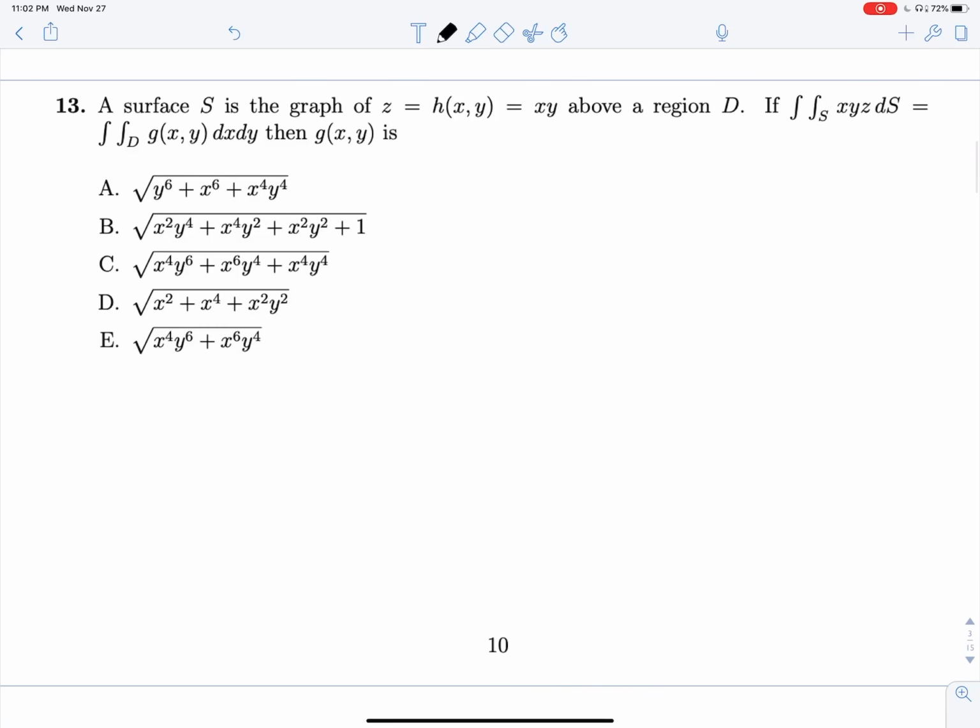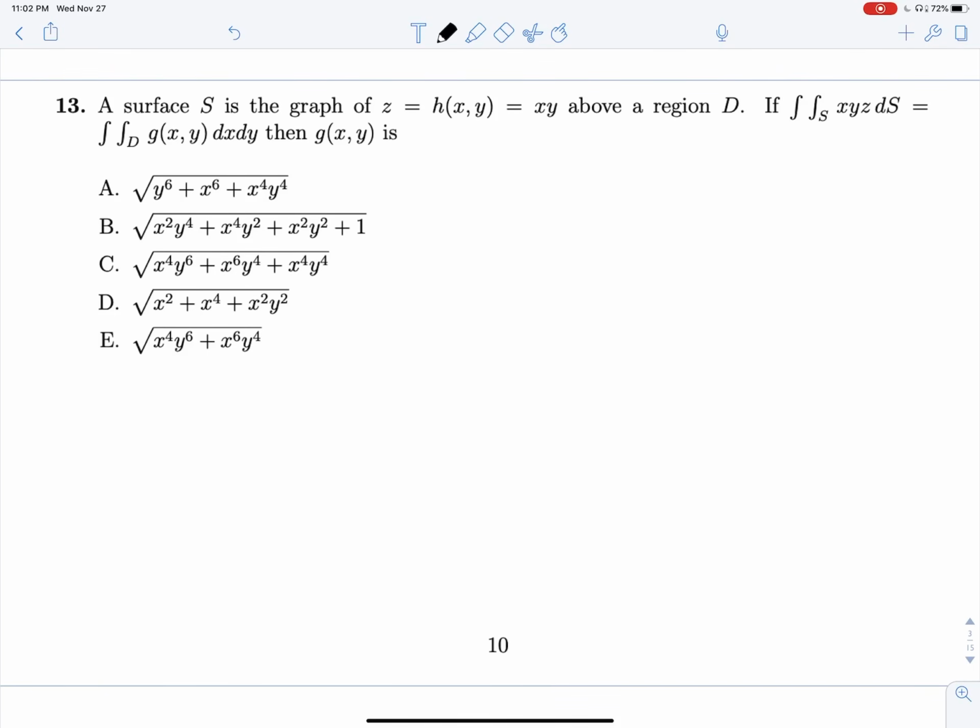Okay, a surface S is the graph of z equals h of x, y equals xy above a region D. If the surface integral of xyz dS is equal to the double integral of g of x, y dx dy, then what is g of x and y? So pretty much they're saying, okay, rearrange this integral, don't actually compute it, but we need to make sure that you know how to go through the steps.